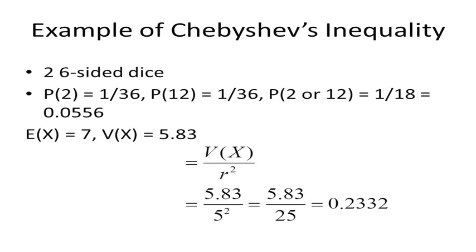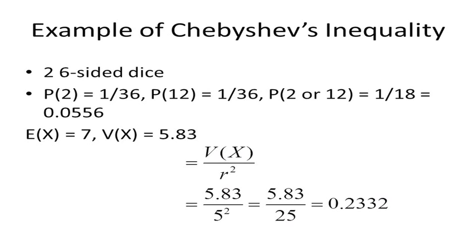Let's try an example to show how precise Chebyshev's inequality allows us to be. Suppose 2 dice are rolled. We already know that the probability of getting a sum of 2 is 1 in 36, and the probability of getting a sum of 12 is also 1 in 36. The probability of getting either, then, is 1 in 18. In decimal, this is 0.055 repeating.